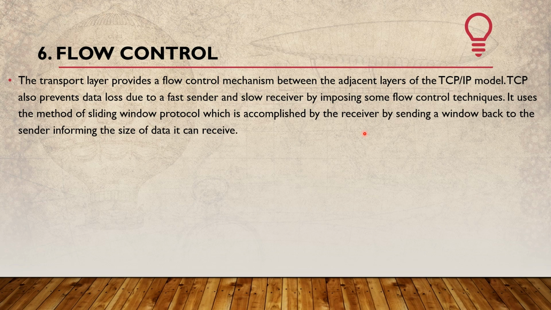Here the sender has a capacity to send 100 MB per second, but the receiver has a capacity to receive 10 MB per second. So it will send only 10 MB per second by using the sliding window protocol.